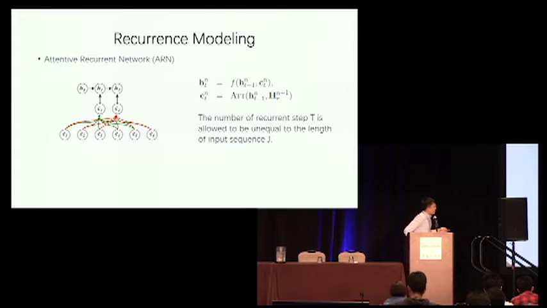Specifically, the ARN performs T recurrent steps on the attentive output of the input representation H^{n-1}. Here the ARN can be extended to a bidirectional variant, and the number of recurrent steps T is allowed to be unequal to the length of the input sequence J.